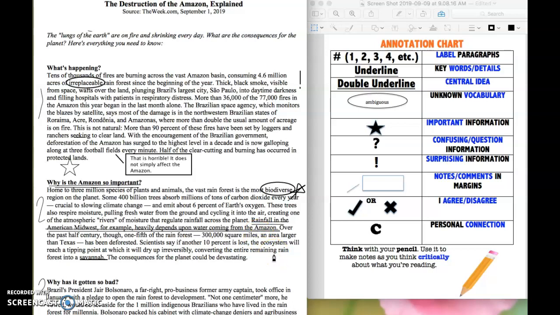If you have any questions about annotating, generally it's done in the margins, but you can just write all over the page. It's just putting on the page your thinking as opposed to keeping it in your brain. You're putting it on the page.